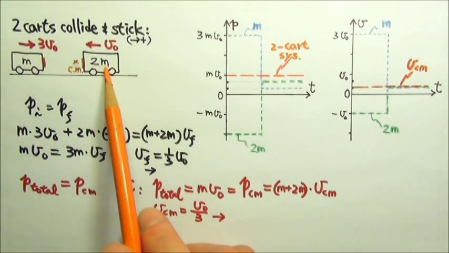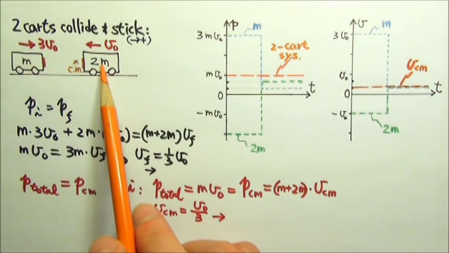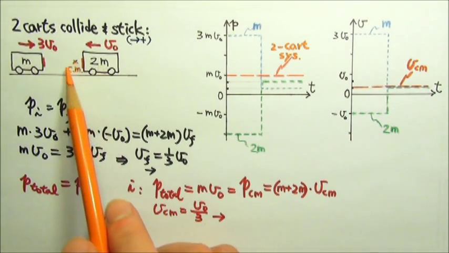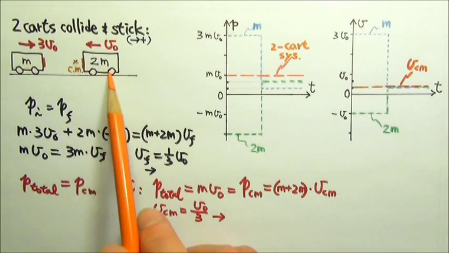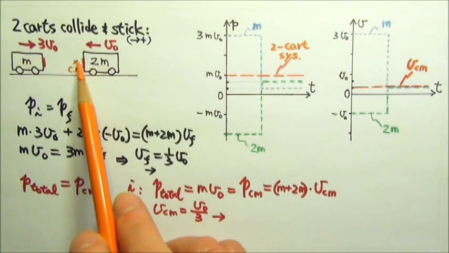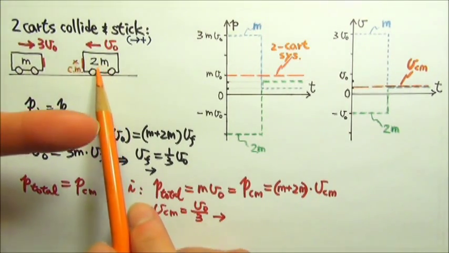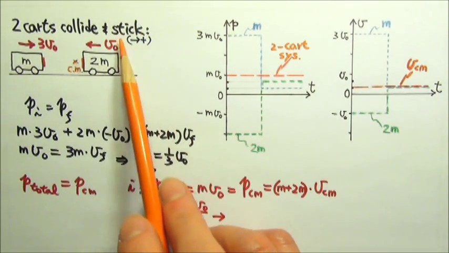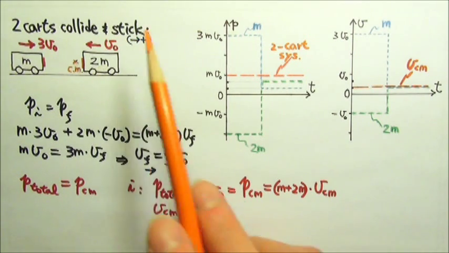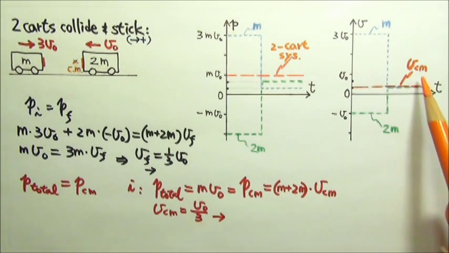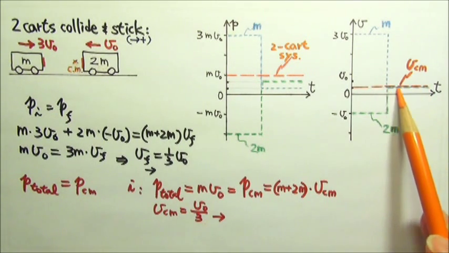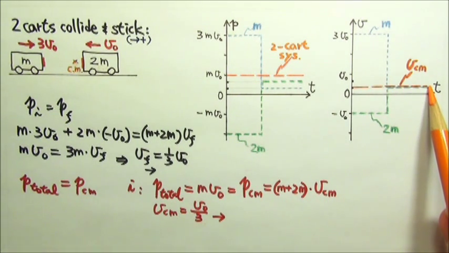The mass of the two cards has a 1:2 ratio. Their center of mass is closer to the heavier one, and the ratio of the distance is 2:1. This center of mass moves to the right at 1/3 v0. Because the two cards stick together after the collision, the m, 2m, and the center of mass all move at that same velocity. They move together after the collision.